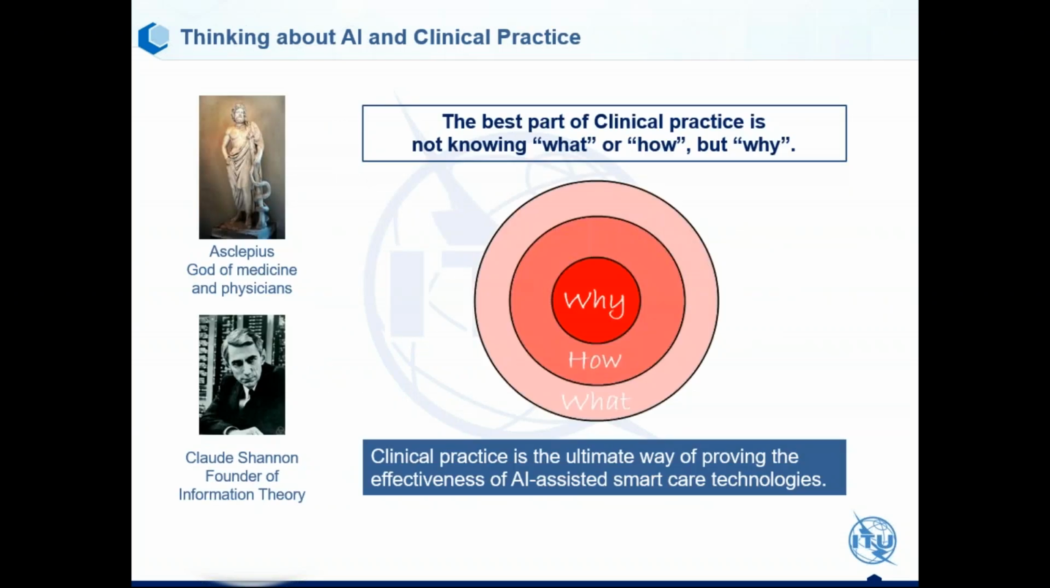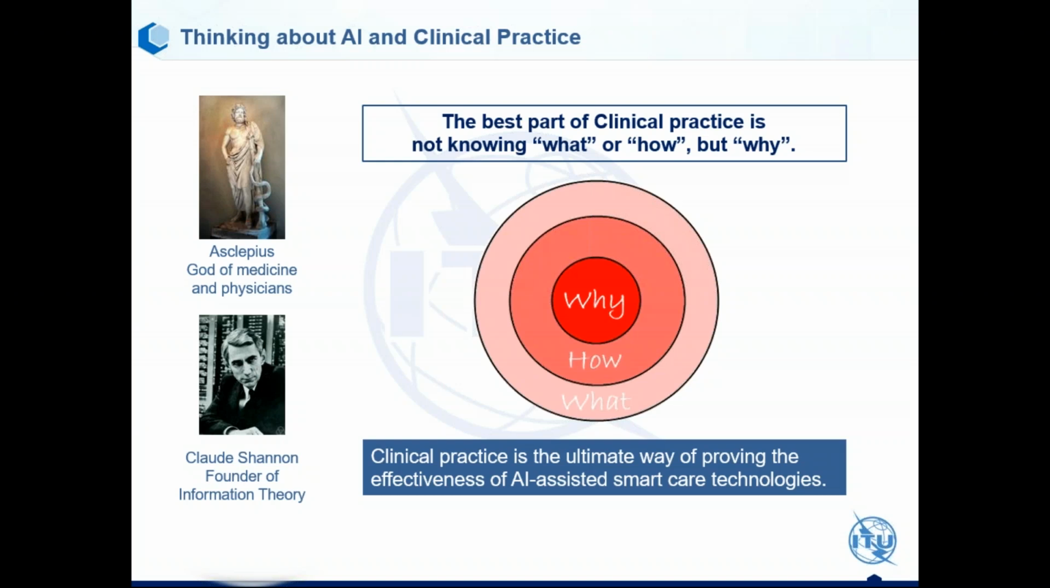Talking about AI and clinical practice, because in hospitals, doctors work in their own ways, not really like the scientists do. The most important part of the clinical practice, in my understanding, is that doctors have been trained for at least 15 or 16 years before they really get to make the diagnosis correctly. And the best part of their clinical practice is not knowing what, which is all computing can do at this moment, but they know how and they know why. So there's a long way to go just to imitate that.